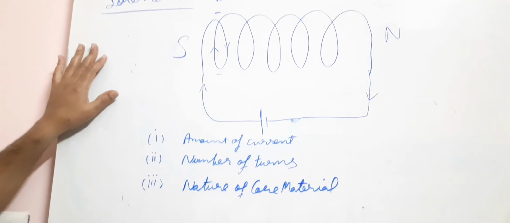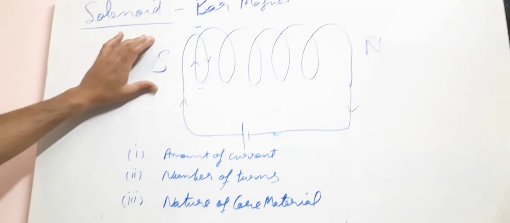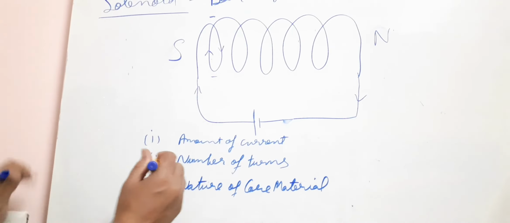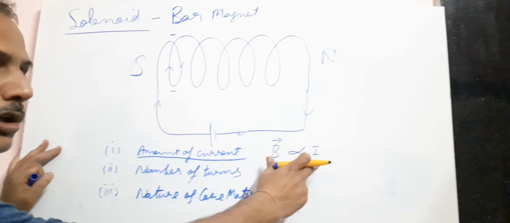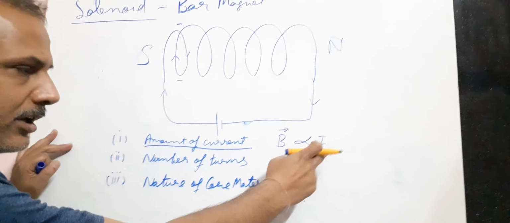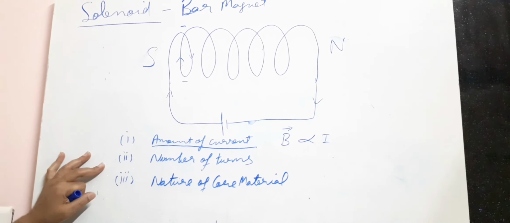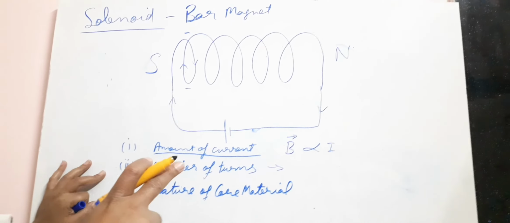Now the second thing is the various factors on which the magnetic field of a solenoid depends. The magnetic field of a solenoid depends on three factors. Number one is the magnetic field of a solenoid is directly proportional to the amount of current flowing through it. Greater the amount of current flowing, stronger will be the magnetic field. Second factor is the number of turns. Greater the number of turns per unit length.